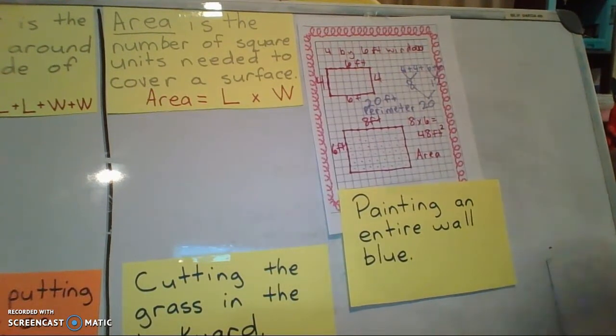So there you have it. We have to look for different information. We have to visualize it, and we have to decide, is this asking me for the measurement of the perimeter, or is this asking me for the measurement of the area? And that is how we're going to solve problems involving area and perimeter.